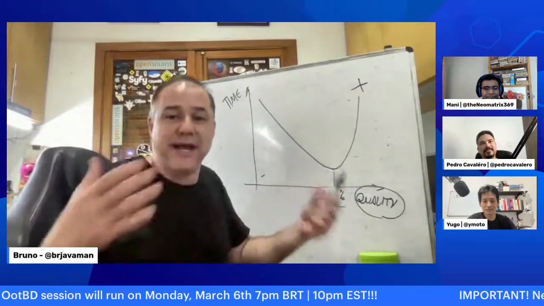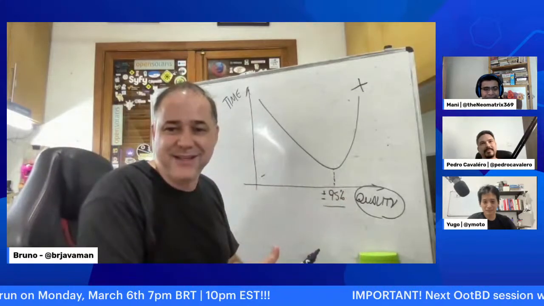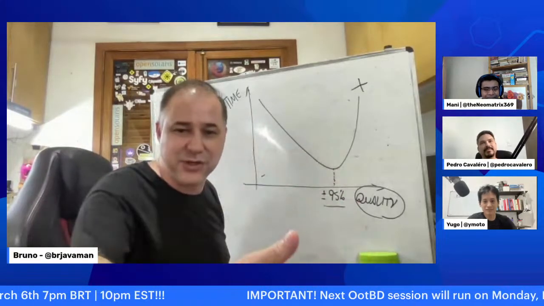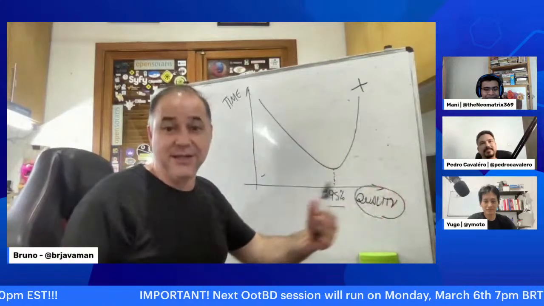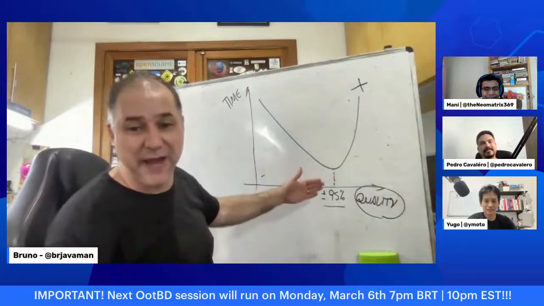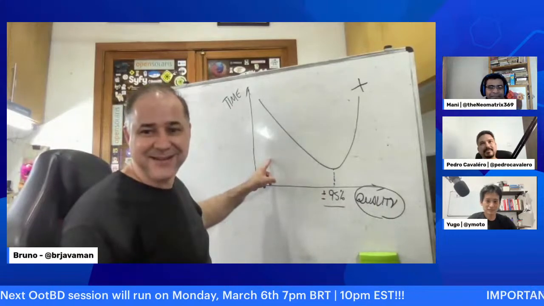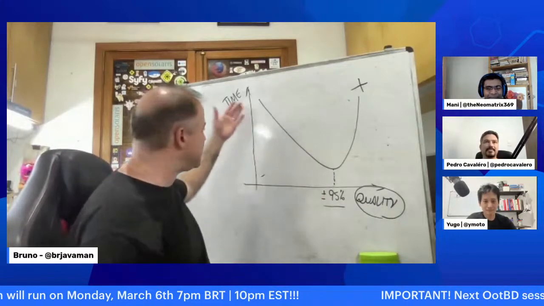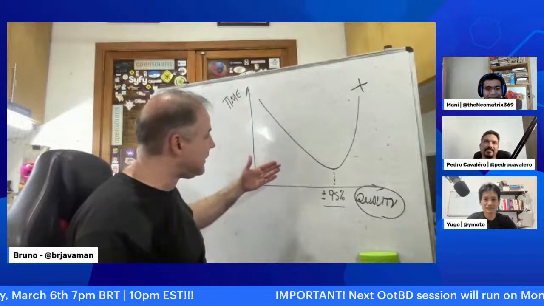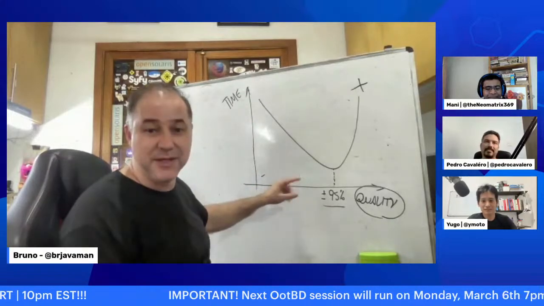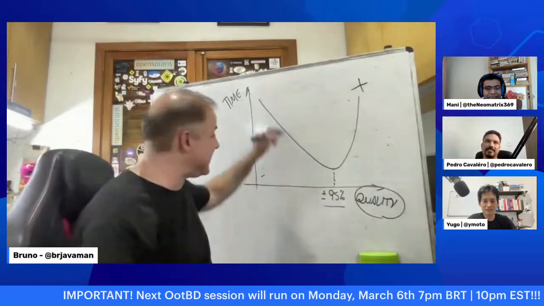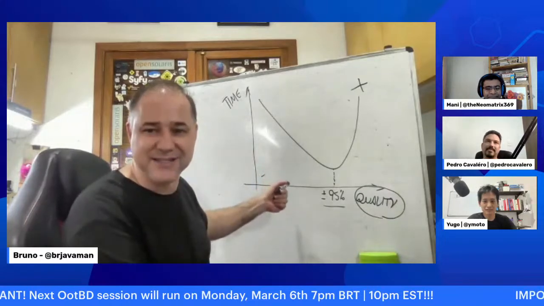So the question that you're asking is the wrong question. Should I deliver the project faster or should I do testing? No, if you want to deliver the project faster, you do testing. Now the question we should ask is, okay, Bruno is saying this, but is this graph true? Is that a reality?